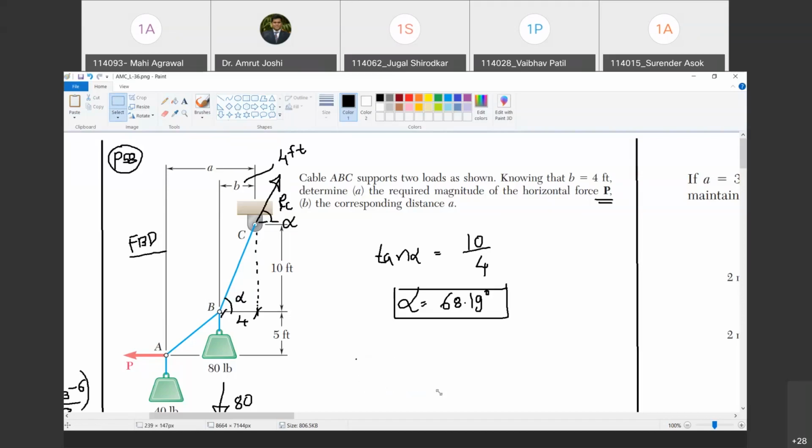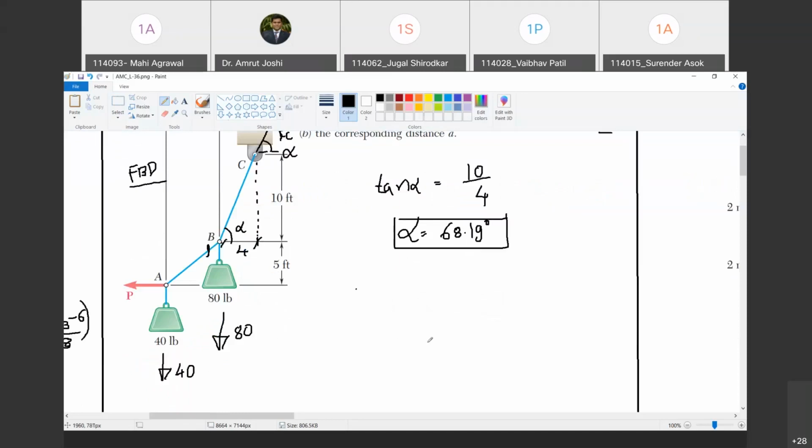If RC has to be found, what do we need to do? So about which point do you know the information? This 10 feet is known. So can I take a cut at B? Yes. So I will now take a cut at B, just on the left hand side of B, and I will draw the free body diagram of the right hand side part, which includes RC, so that I will be able to get RC. Are you with me? Yes, sir. Are you able to understand what I'm trying to do? Yes, sir.